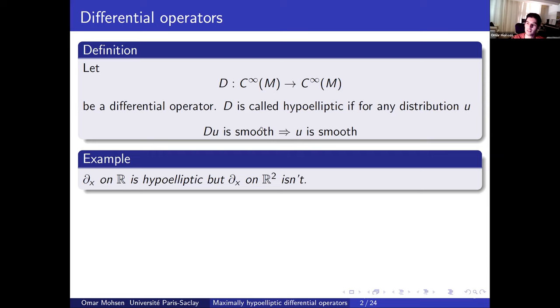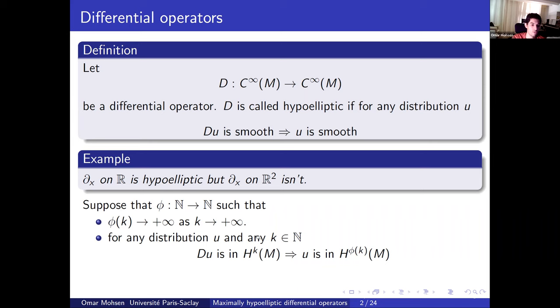Yes. So the general strategy to prove hypoellipticity is to replace this smoothness condition with Sobolev spaces, which are Hilbert spaces, and so they are better behaved than Fréchet spaces. So what you do is, if you can succeed at finding some function phi which goes to infinity at infinity, and you can prove the Sobolev version of this hypoellipticity, for any k and for any distribution u, Du in H^k implies that u is in H^phi(k), then by the Sobolev lemma, the intersection of all Sobolev spaces is C infinity, and so you immediately get that D is hypoelliptic. That's the general way to prove hypoellipticity.